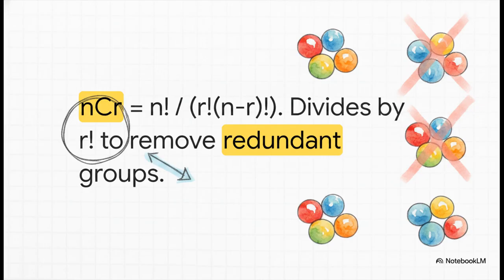Now, take a look at the combination formula, nCr, and compare it to the permutation one. It's almost identical, right? It's n factorial divided by (n minus r) factorial, but with one vital addition. We also divide by r factorial. Why? Well, because order doesn't matter in combinations, we use that r factorial to divide out all those redundant arrangements that represent the exact same group of people or things.